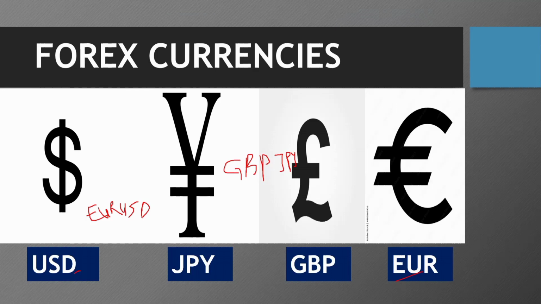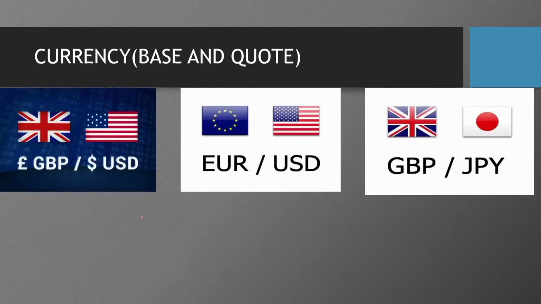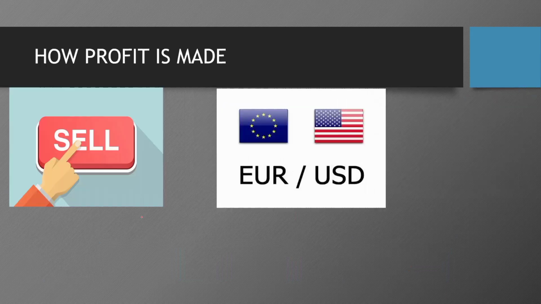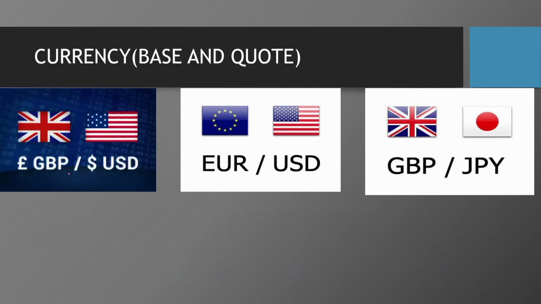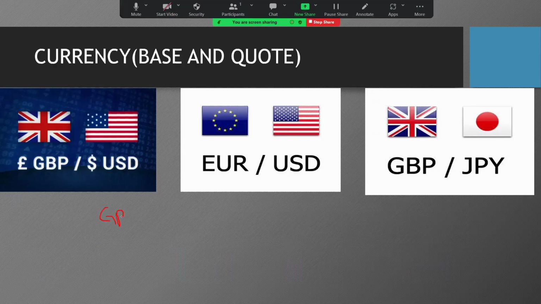There are different currencies, tens and tens of currencies. You understand? So there are different currencies, and we trade in currency pairs. Let's say the current price of GBP USD right now is 1.8253. What does it mean? It just means that the price of 1 GBP, the price of £1, is equal to 1.8253 USD.